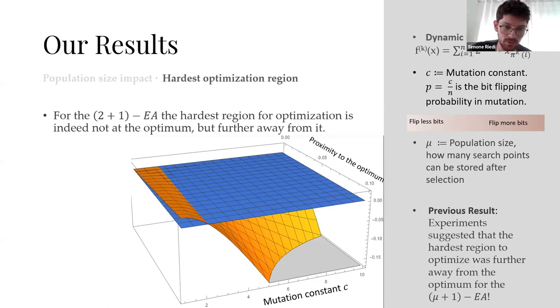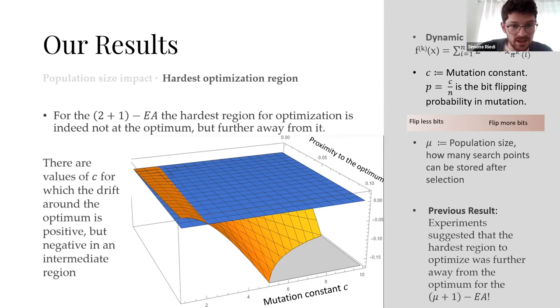So from this, we can read off, for example, that with a mutation constant 2, we always end up with a positive drift no matter how close we are to the optimum. And for example, with a mutation constant 4, we always end up with a negative drift, no matter where we are compared to the optimum. However, if we look at the intersection between these two graphs, and I hope you can see this white line, this white line is slightly tilted in a way that we have a larger range of feasible mutation constants if we are closer to the optimum than if we are further away from it.